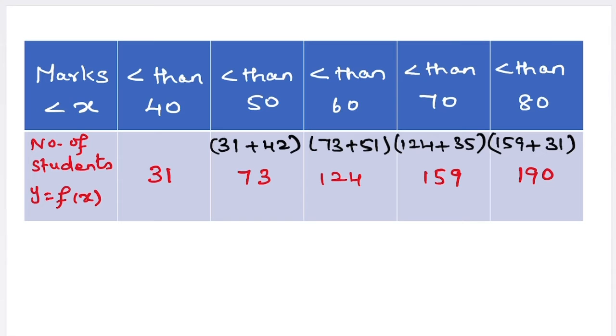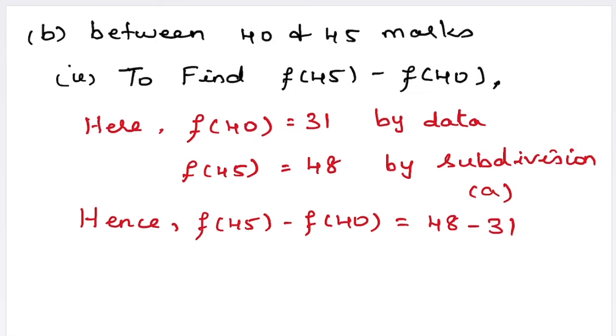Here f of 40 is equal to 31 by given data, and f of 45 is equal to 48 by subdivision A. So therefore f of 45 minus f of 40 is equal to 48 minus 31, that is equal to 17. So therefore the number of students scoring marks between 40 and 45 is 17.